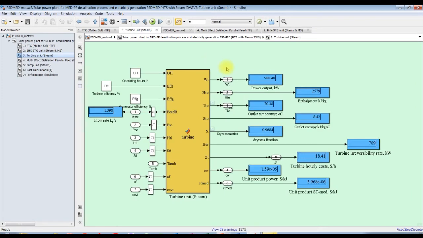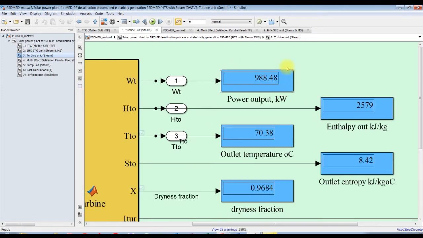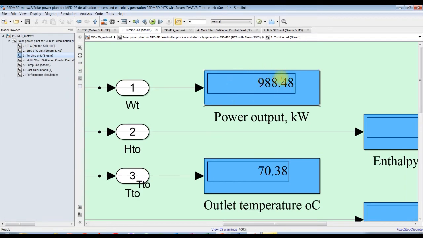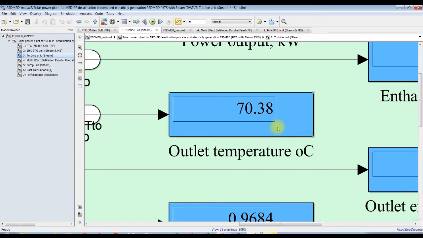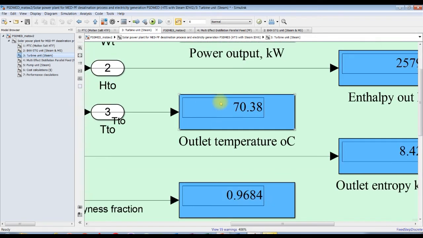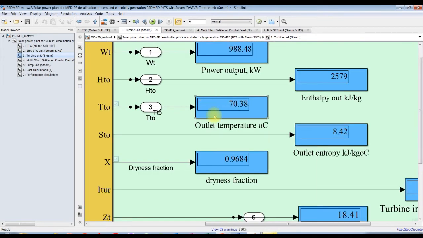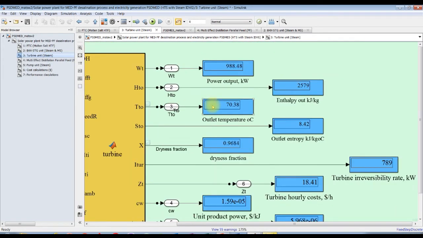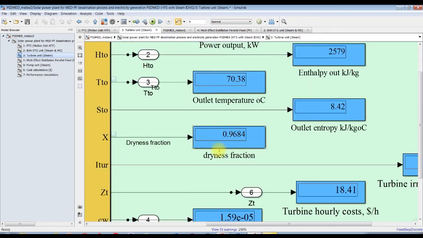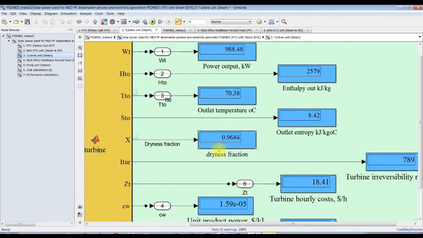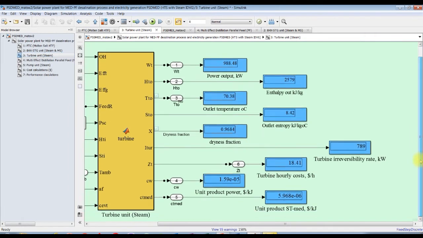Okay, for turbine unit, yes, we are going to generate 1 megawatt. This output power 1 megawatt, almost 1 megawatt. Okay, enthalpy out. This outlet temperature. This is going for the MED. This is the MED outlet temperature, actual temperature. Entropy. This is dryness fraction. Dryness fraction, it's around almost 1. Fine. And some exergetic and energy analysis.